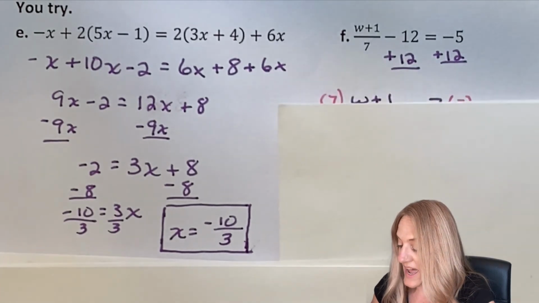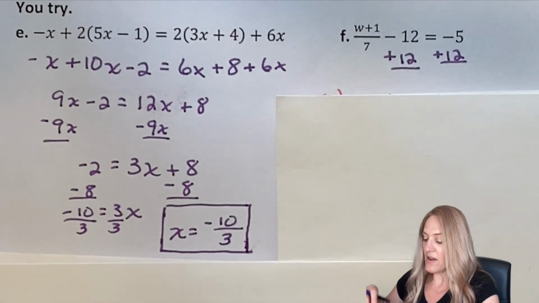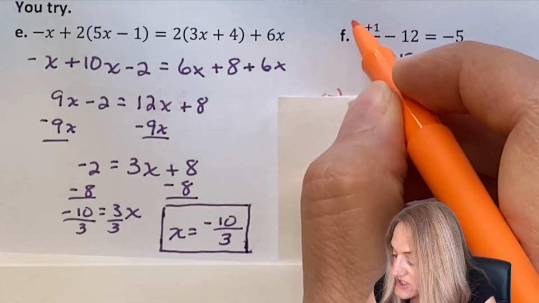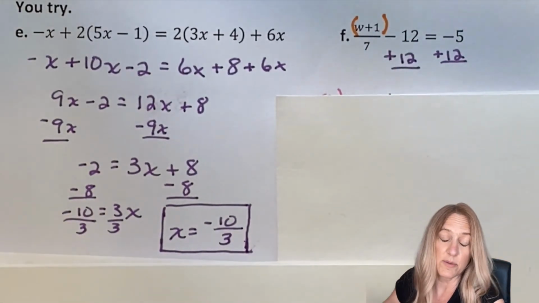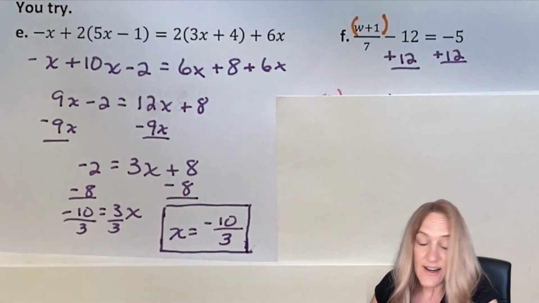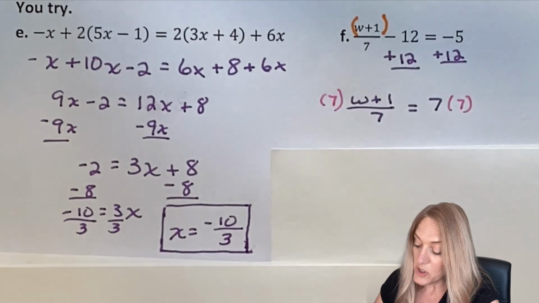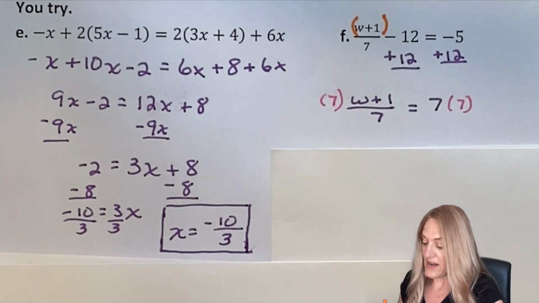The next one, we add the 12. Wait a second, I want to emphasize something here. Let's remember to hug it out, right? That w plus 1, I can't just add or subtract that 1 away. So we go ahead and add the 12. We get w plus 1 hugged out, divided by 7.